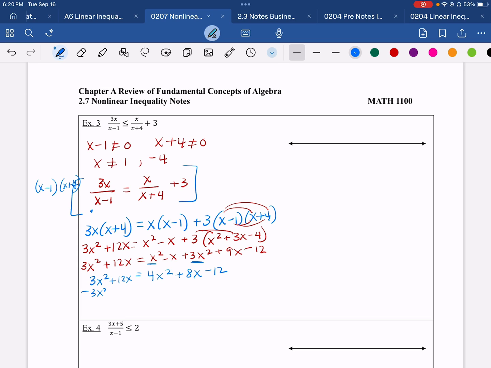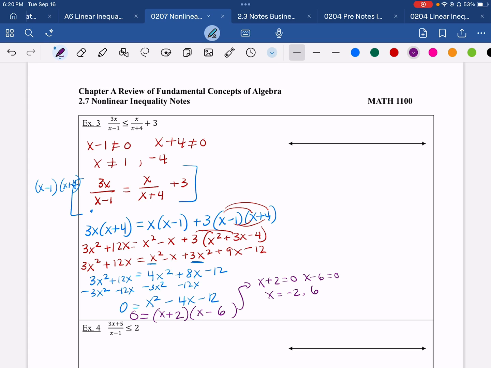So I'm going to subtract a 3x squared and subtract a 12x. Gives me x squared minus 4x minus 12. So I need two numbers that multiply to give me negative 12 and subtract to give me negative 4, meaning the signs are different, meaning one is positive and one is negative. So 6 and 2, I need more negatives. So now I know x plus 2 equals 0 and x minus 6 equals 0. So x equals negative 2 and 6.